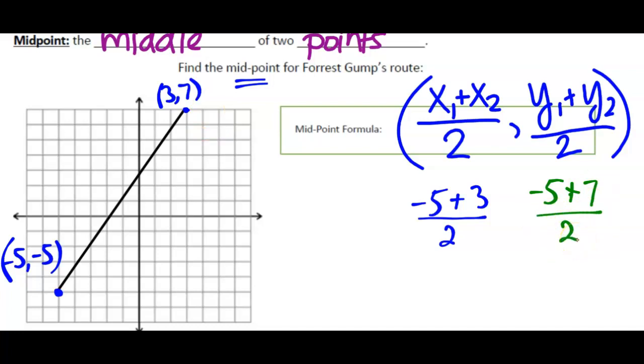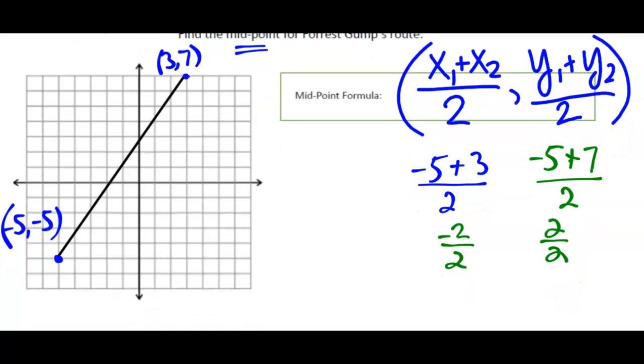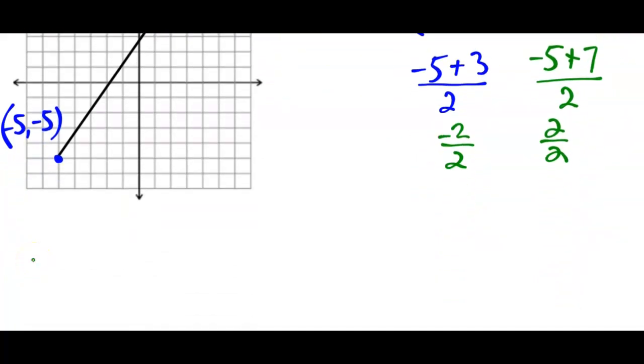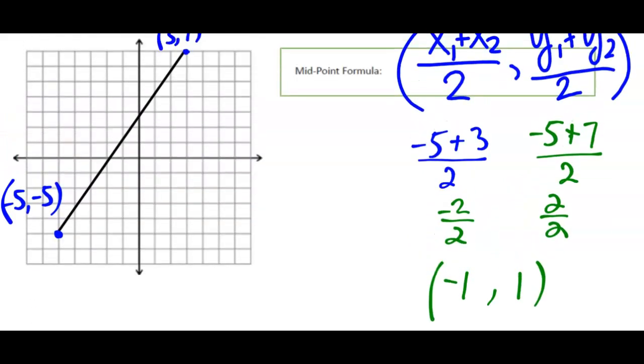divided by 2. What do I have to do first? Well, I've got to add this up. -5 plus 3 is -2. Bring your 2 down. -5 plus 7 is 2 over 2. And I now need to divide that. I'm going to get -1 here. And here I'm going to get 1. And this would be the coordinate of the middle of this line. Where is that? -1, 1. Right there. That is my midpoint.